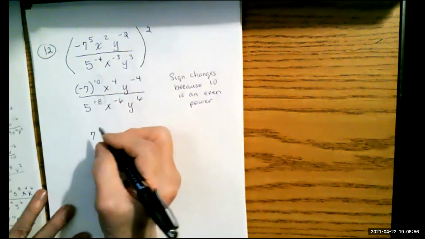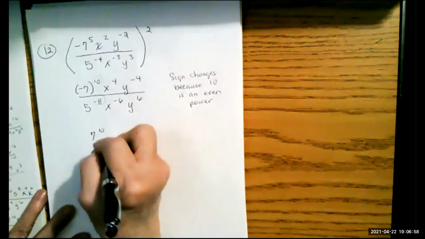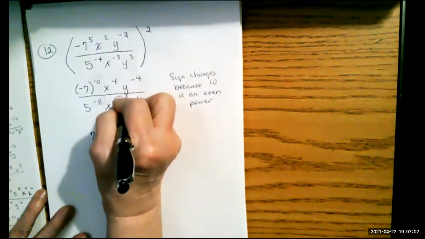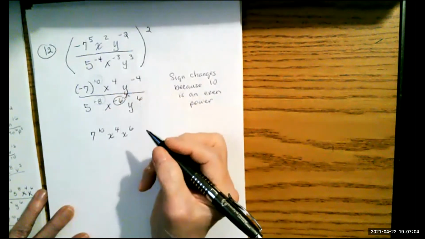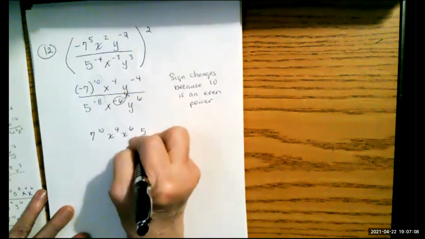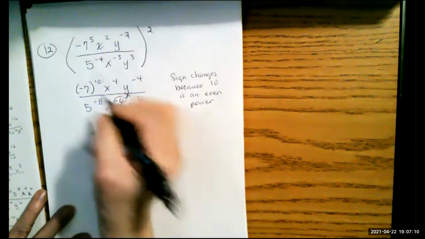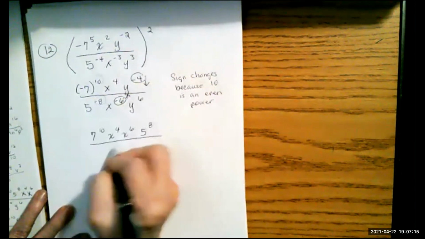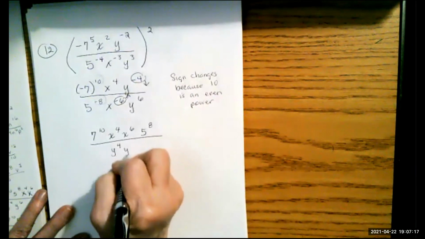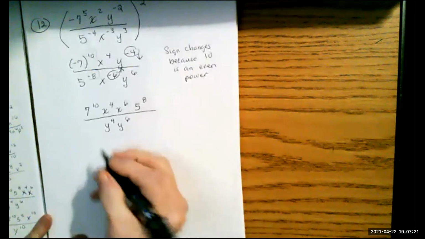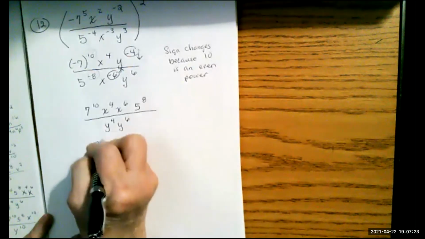And your x to the 4th is up there, but my x to the 6th is going to have to come up. And my 5 has got to come up, doesn't it? 5 to the 8th has got to come up. And in the bottom, I have this 4 that's got to go down there. y to the 4th and y to the 6th. And then you just combine the like terms.